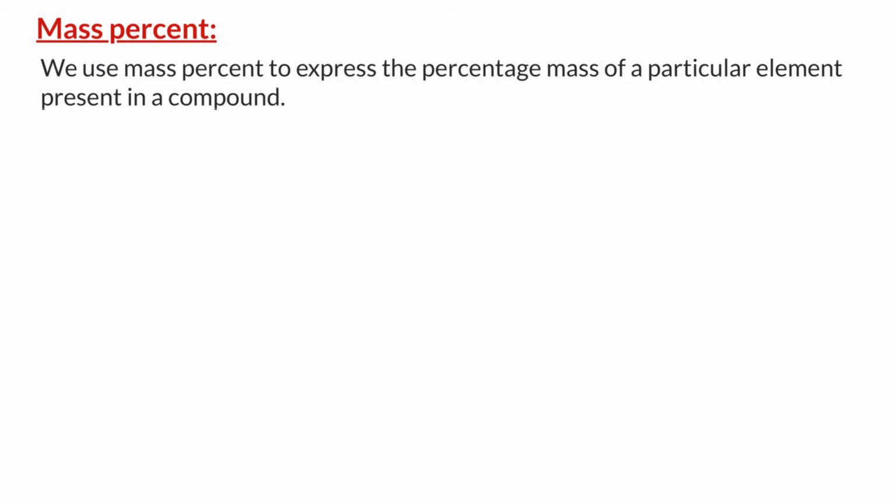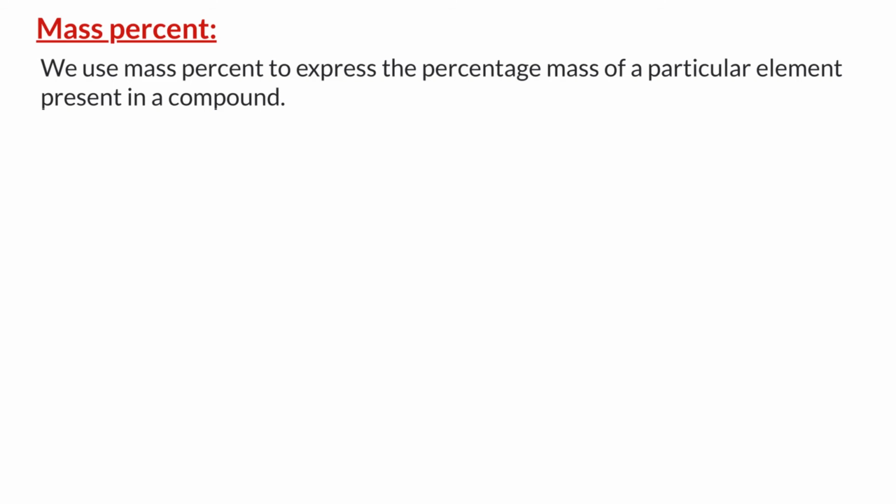Sometimes it is useful to express the composition of a compound in terms of the masses of its elements. For example, if a new compound is discovered, some of the first questions one would ask are: what elements is this compound made of? In what ratio are the elements present? What are the masses of individual elements, etc.